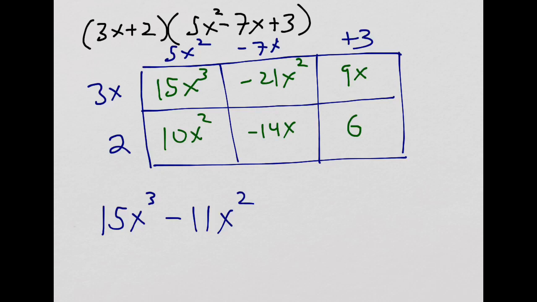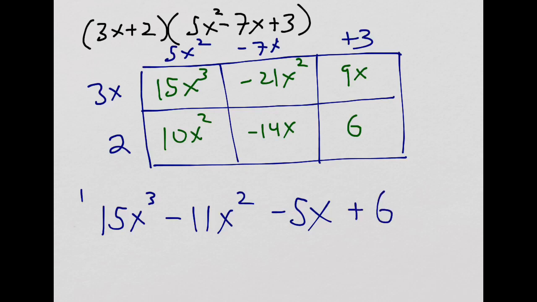What about the x terms? Well, we have a negative 14x here. We have a positive 9x there. So negative 14 plus 9 gives us negative 5x. And what about the constant term, the number without the variables? There's only one of them. It's just a 6. So then we should be able to write that down.